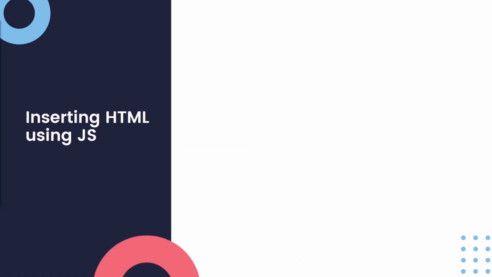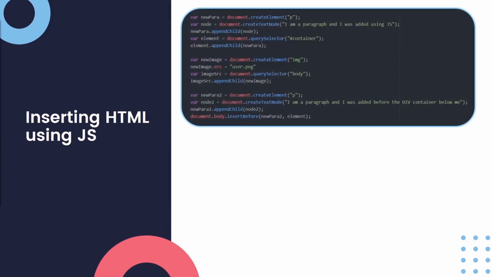Now, with all things being equal where our HTML code is concerned, what happens in the event that we actually want to insert an element before any given element? Well, here's an example of that. In this example, it's the exact same code. The only difference here is we've got a new block of code at the bottom where we created a new paragraph, new para 2, which is a p element, which is a paragraph tag, of course. We created this variable called node2 and then created a text node with a value of I am a paragraph and I was added before the div container below me.